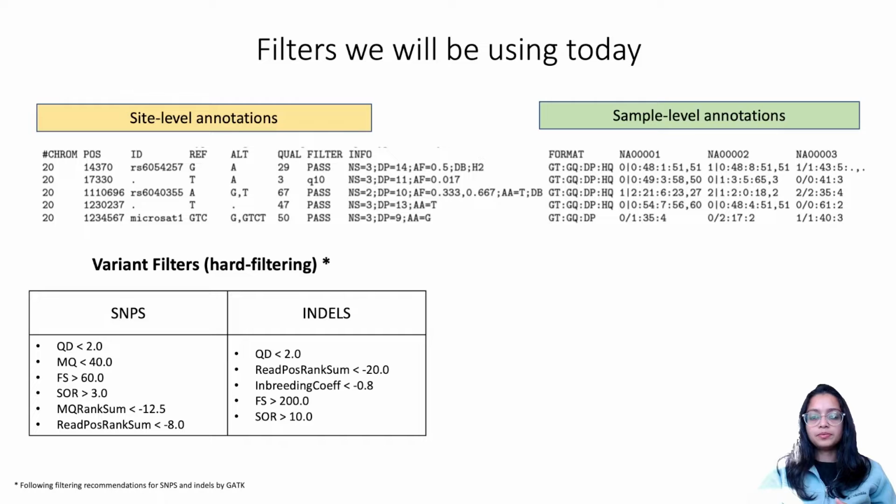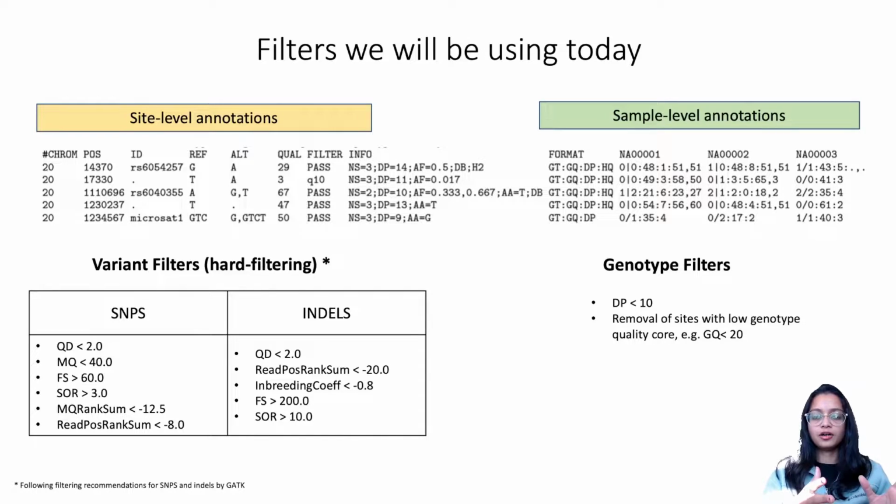Now, talking about the sample level filters, I'm going to use two filters. I'm going to filter by depth as well as by genotype quality. Essentially, I'm going to filter out all the variants that have filtered depth less than 10. I've set the threshold as 10 because the data that I'm working with has low coverage, but I recommend you tailor these thresholds according to your study design and the kind of coverage you have for your data.